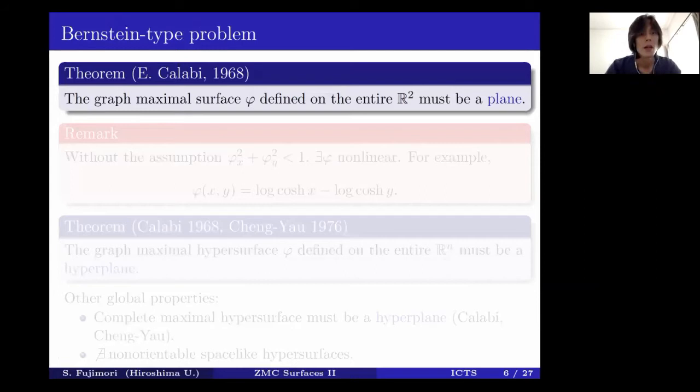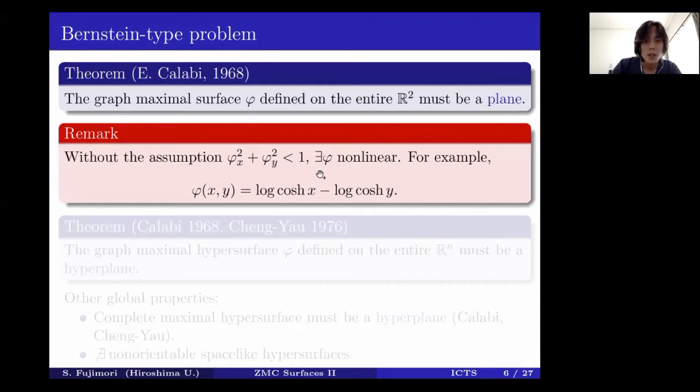And Bernstein type problem, as I mentioned the Bernstein problem yesterday: for the maximal surface case, the graph of a maximal surface phi defined on the entire R2 must be a space-like plane. Okay, so this is the same result as the minimal surface case. But to prove this, this condition is quite important.